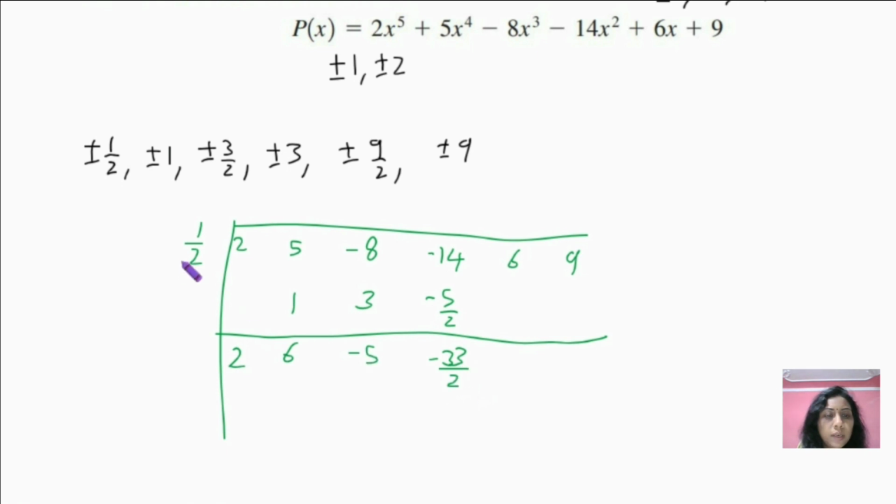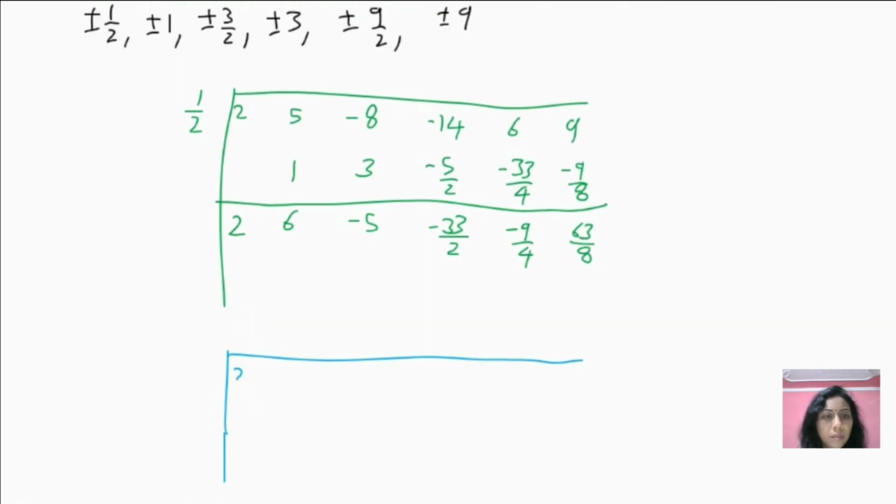Minus 33 upon 2 multiplied by 1 upon 2 is minus 33 upon 4, and this is minus 9 upon 4. Minus 9 upon 4 times 1 upon 2 is minus 9 upon 8. 9 minus 9 upon 8 is 63 upon 8. And this is not 0. The remainder is not 0. It means 1 upon 2 is not a zero of the given polynomial. Now we can try with 1.